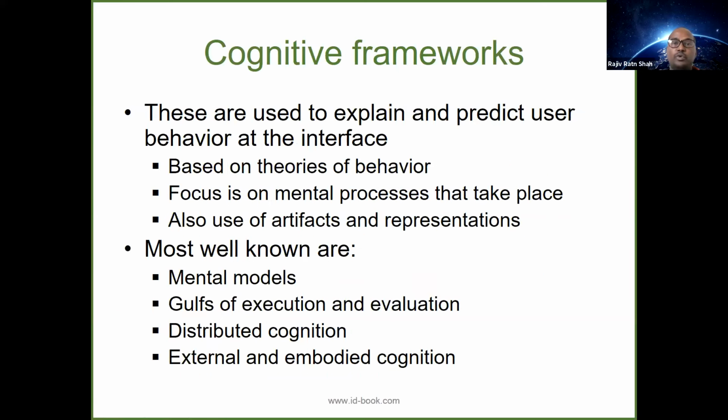So the cognitive frameworks are used to explain and predict user behavior at the interface. Based on theories of behavior, they focus on the mental processes that take place, and also the use of artifacts and representations. The most well-known models are mental models, gulfs of execution and evaluation, distributed cognition, and external and embodied cognition. We will try to see what these different models are and how they work.